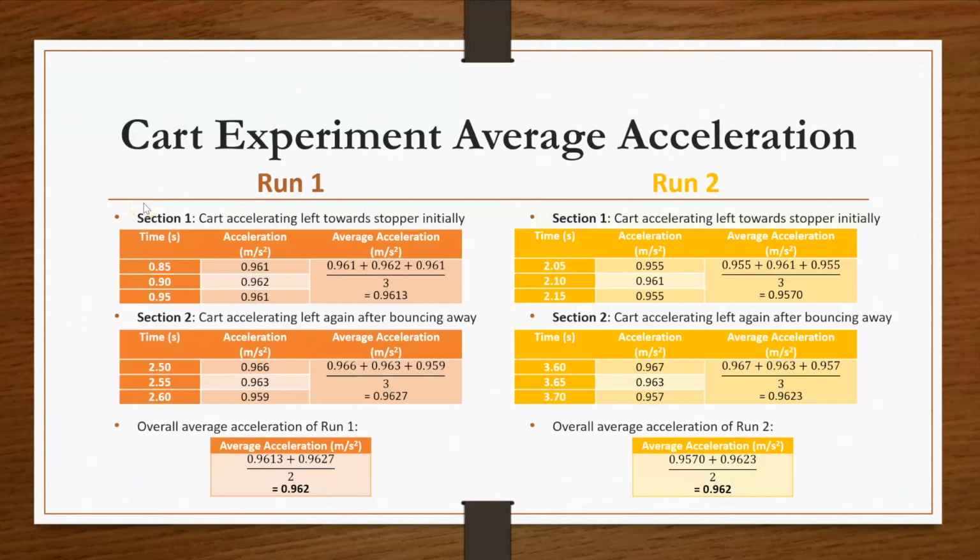And so in this next slide, we have selected appropriate sections of the data that are not influenced by the repelling magnetic force or any other forces apart from the tension of the cable, in order to calculate the average acceleration of the cart. These sections included the acceleration values obtained as the cart was accelerating to the left prior to it being affected by the interaction of the magnets, named Section 1, and Section 2 included when the cart has bounced away and was accelerating back again towards the stopper. We obtained the same overall average acceleration of 0.962 meters per second squared.